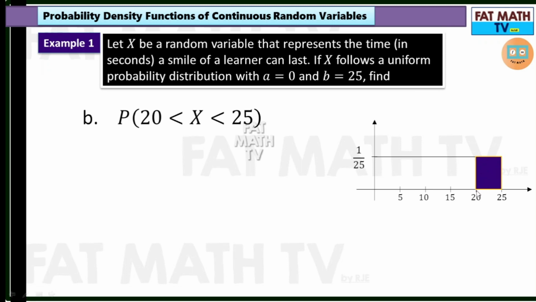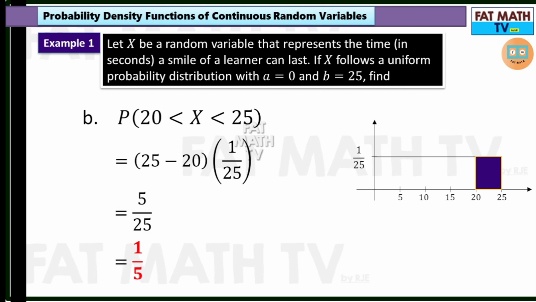The area of this rectangle is also the probability. So the base is from 20 to 25, that is 5. And the height is still 1 over b minus a. So that's 1 over 25. So 5 times 1 over 25 is 5 over 25, or that is 1/5. Divide 5 by 5, 1. Divide 25 by 5, 5. So the probability that x is greater than 20 but less than 25 is 1/5.